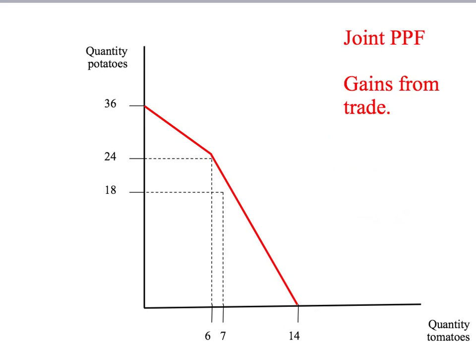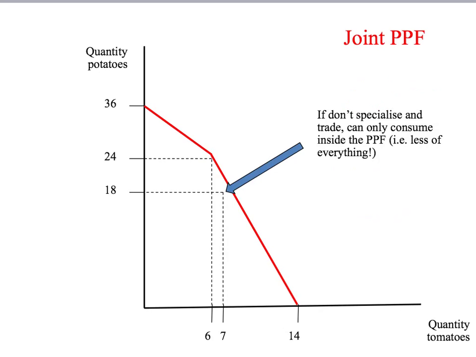We can use our joint production possibilities frontier to show the gains from trade for Tom and Becky. Remember that if Tom and Becky didn't trade, and they each spent half of their time producing potatoes and tomatoes, we would be at this point here, where together they have 18 kilograms of potatoes, they have 7 kilograms of tomatoes.